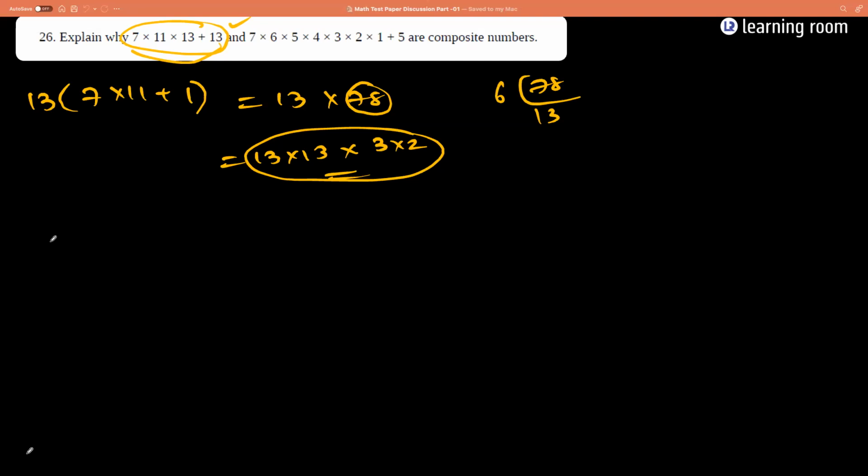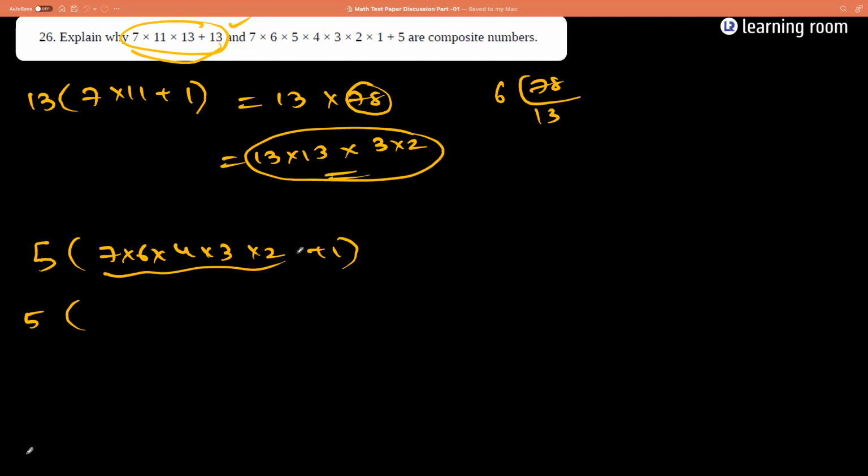Similarly, for the other one, what will you do? What will you take out common? 5. So 5, if you take out common, what will you have inside? 7 into 6 into 4 into 3 into 2 plus 1. So how much are you getting, guys? 1008. Okay, 1008 plus 1. So 5 into 1009. So 1009, if you do prime factorization, what are you going to get?